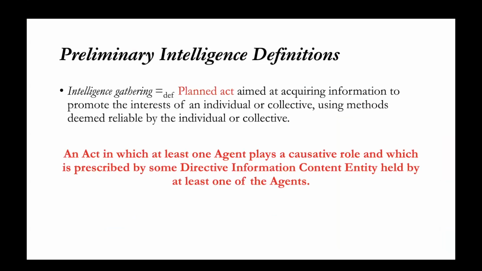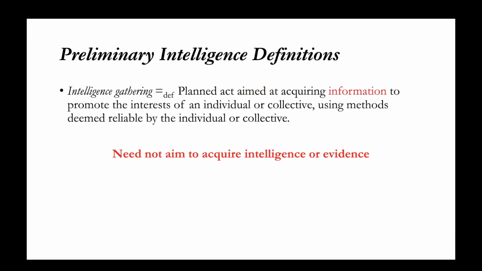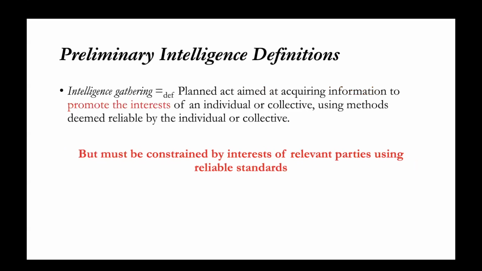And I just remind you, I discussed a planned act. Intelligence gathering is a planned act aimed at acquiring information to promote the interest of an individual or collective using methods deemed reliable by that individual or collective. Also, I'll go through this a little quickly because you've seen it before and we're running a bit low on time. But planned act, of course, this definition doesn't require that the information in fact promotes relevant interests, just aimed at. It need not even acquire intelligence or evidence based on this, but must be constrained by the interest of relevant parties.